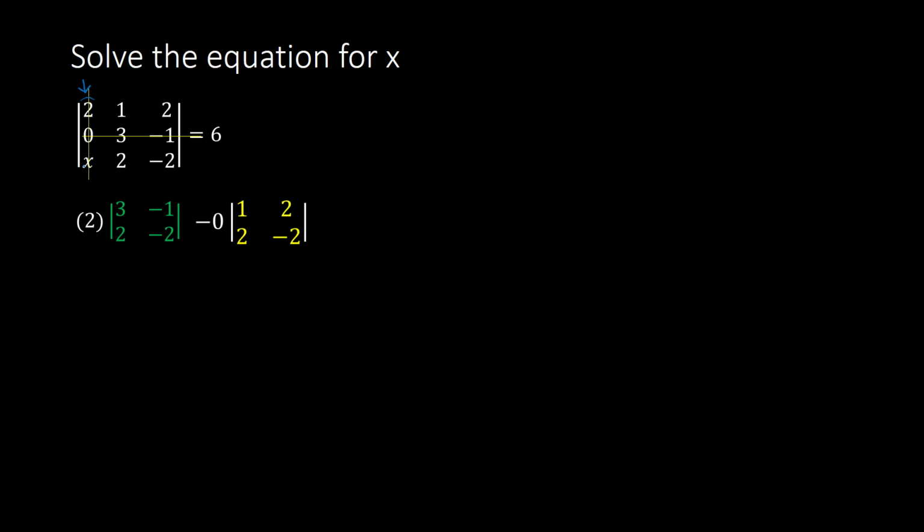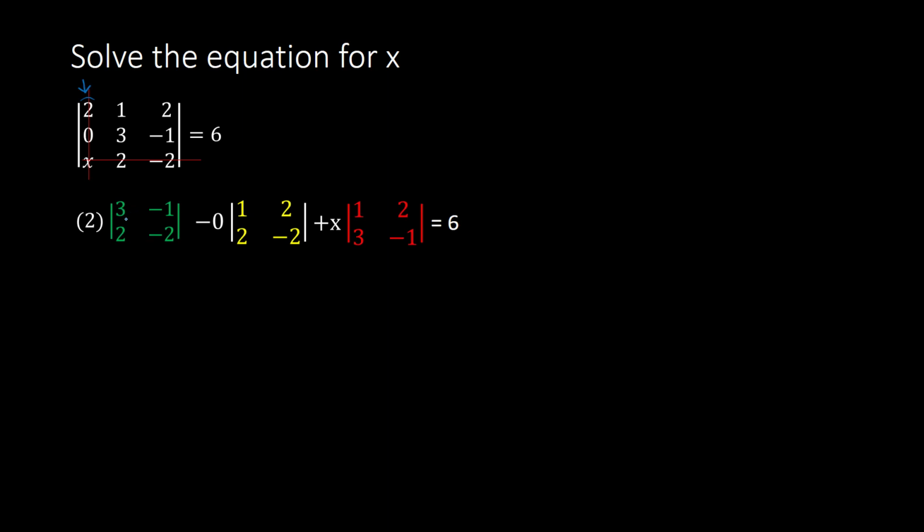And then do the same thing with the third element. So with the x, we're going to eliminate the row and column containing the x. We're left with 1, 2, 3, -1. And then you multiply that by x, the element that we're expanding about. So now we have this equation, which we can then solve.